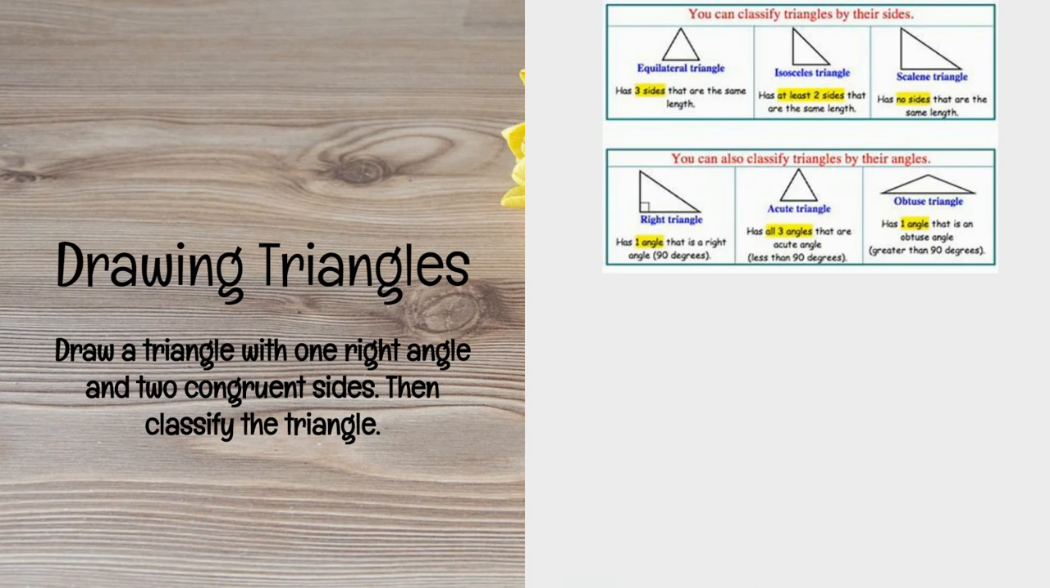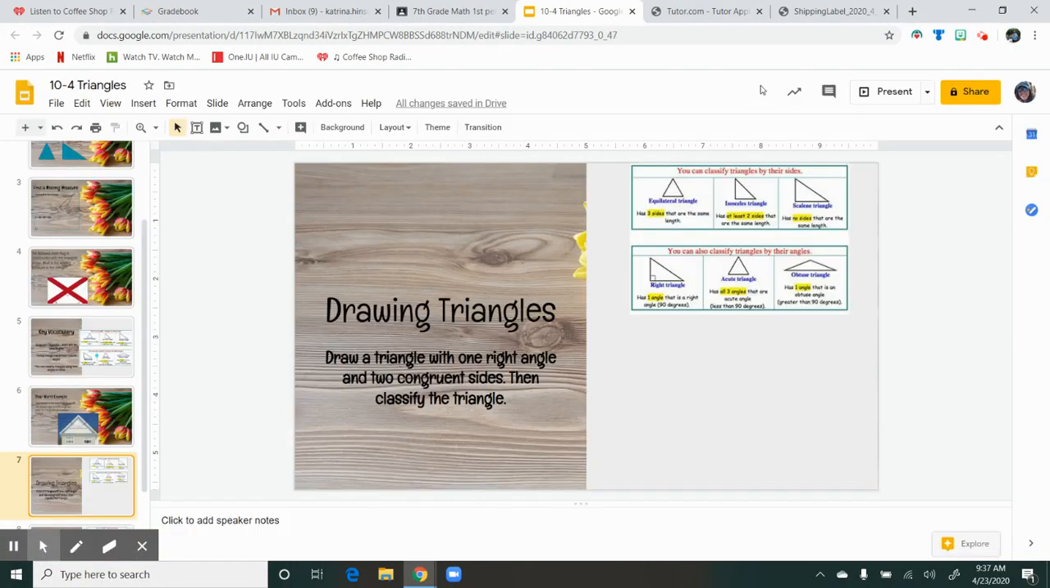So the first one says to draw a triangle with 1 right angle and then 2 congruent sides, and then classify the triangle. So I put the ways to classify them up here just so you guys could see it while we're going over this example. So if I am looking at this, I'm going to draw a triangle with 1 right angle. A right angle in a right triangle looks like this. So I'm going to start with that part. So I have a line going this way and pretend that's a straight line.